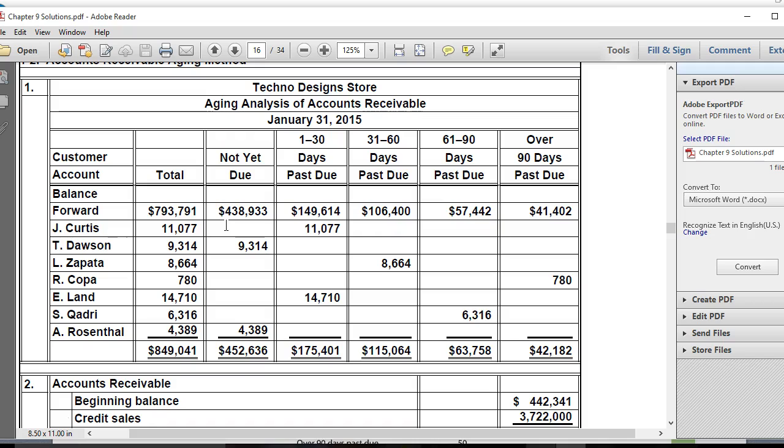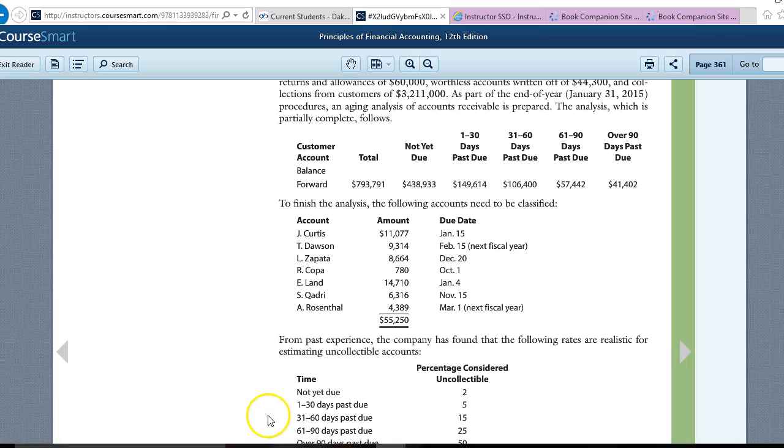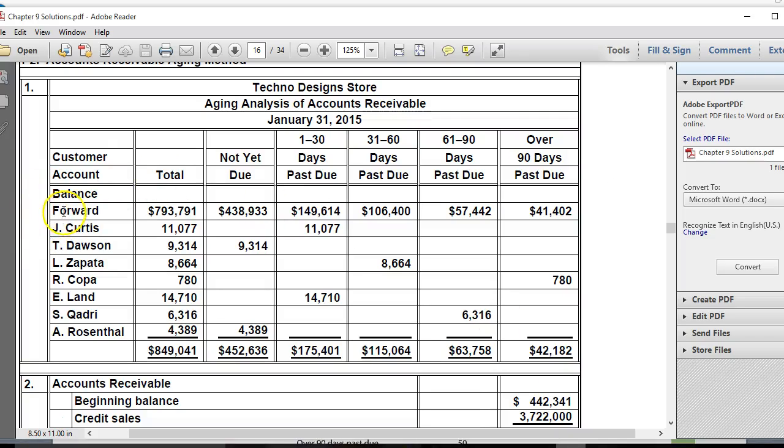And the first thing I want you to do then is put in those balance forwards, which you will see here. Balance forward, the total, the not yet due, the 1 to 30 days of 149,614, 31 to 60 days, 106,4, 61 to 90 days, 57,442, and over 90 days, 41,402. So as you can see here, let's just carry balance forward and let's put all these in here, okay? See what I'm telling you?